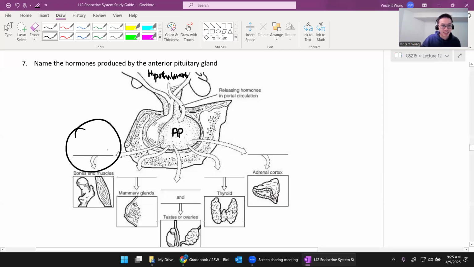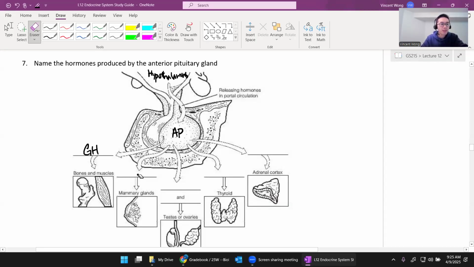What's the answer? What comes out of the anterior pituitary gland that will affect bones and muscles? Growth hormone. That's right. Okay, I'm going to put GH right here. Growth hormone. And then there's nothing else coming from it, right? That's why this is a non-tropic hormone.